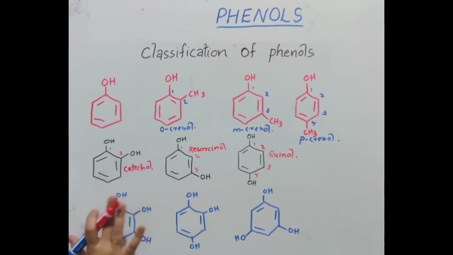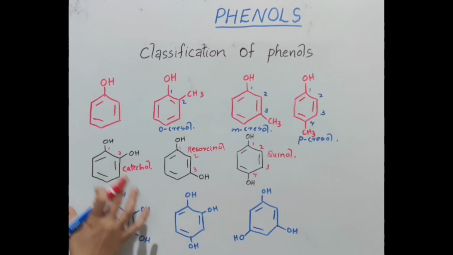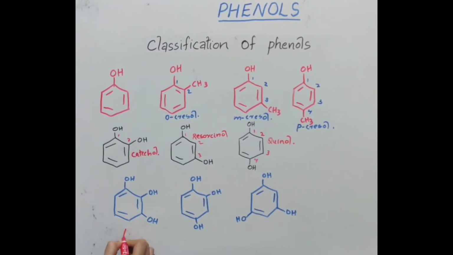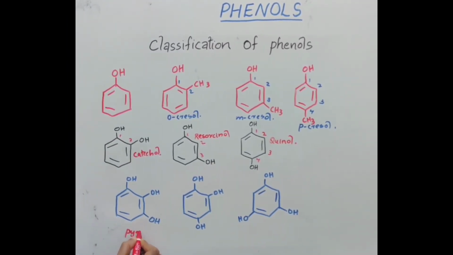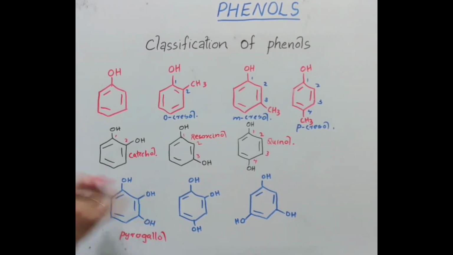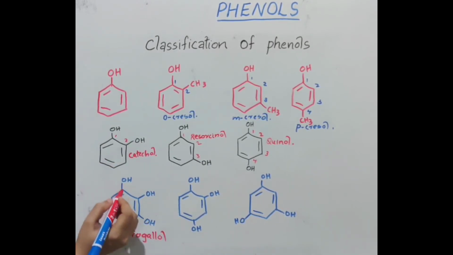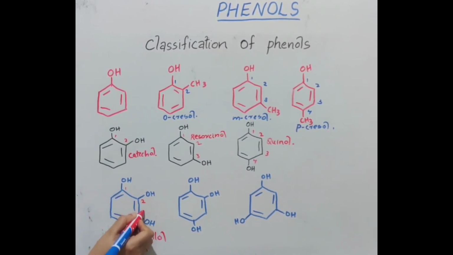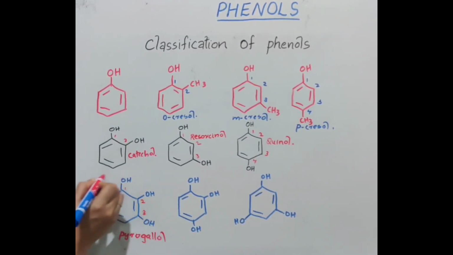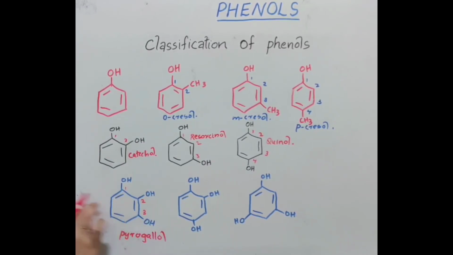The last classification is the trihydric phenols. The name of this phenol is pyrogallol. What is the IUPAC name of this phenol? We can number it as 1, 2, 3. This is benzene 1, 2, 3 triol.